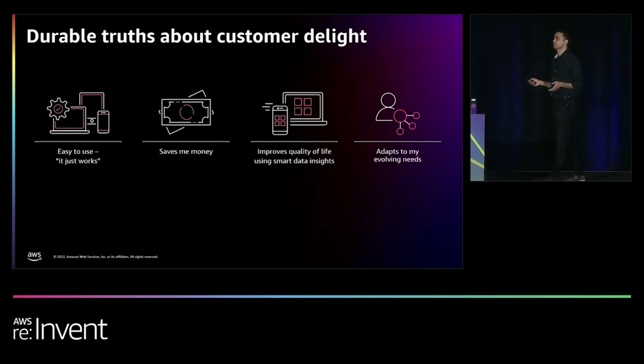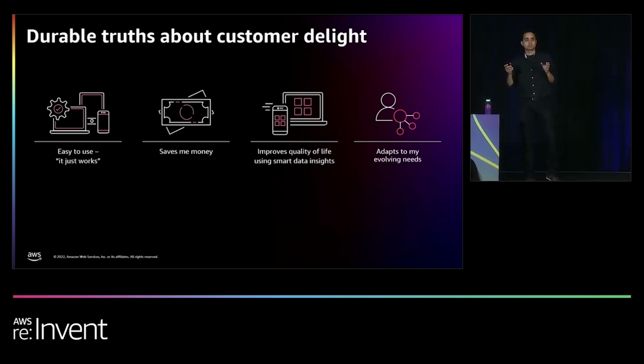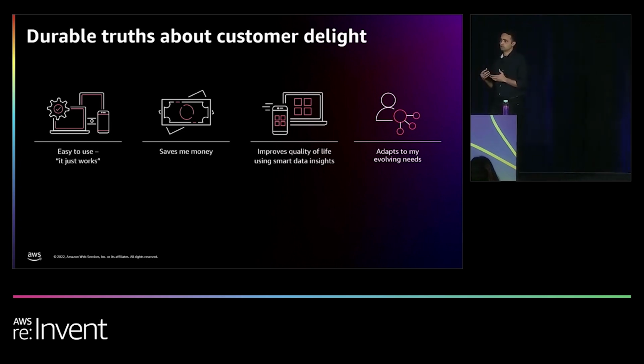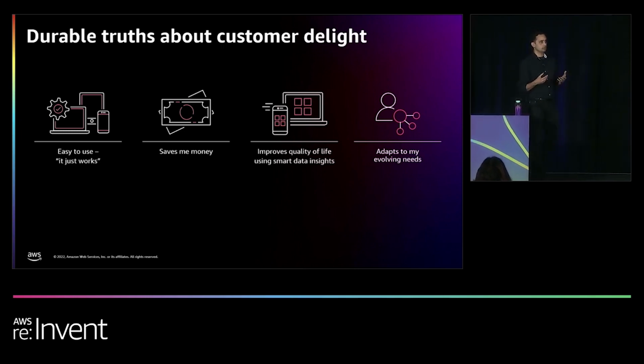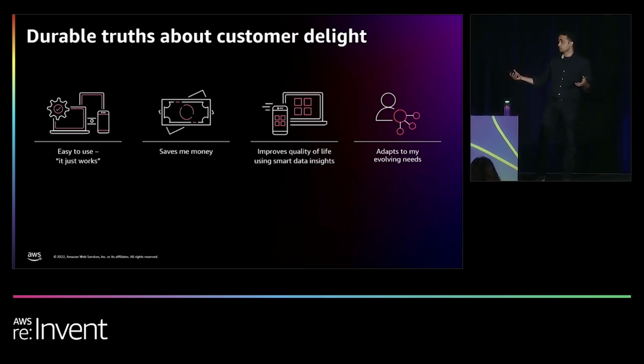It improves quality of life using smart data insights, right? So one of the things that IoT and a lot of technology helps with is that it allows us to make the physical world, which is usually static, and once it's made, that's how it is, richer and more useful and more productive and helpful for us as humans, with the data that you can collect about the environment. And we'll talk through some examples of that.